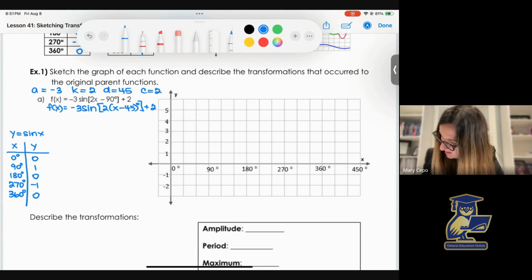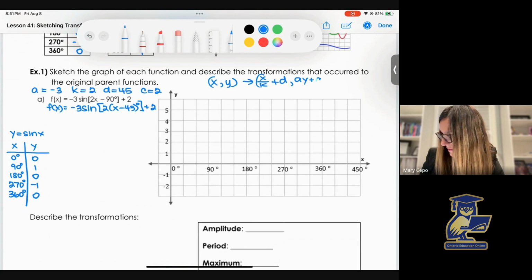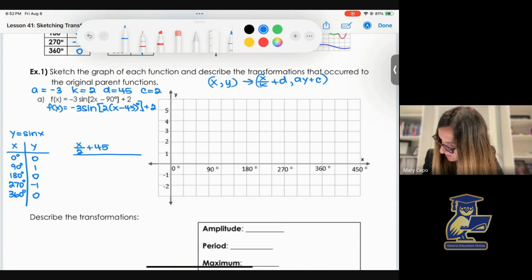So then, again, with the mapping rule, keeping in mind x, y, it's always x over k plus d, a times y plus c. Okay, so k was 2, so it's going to be x over 2 plus my d, which is 45. A is negative 3 times y plus c, which is plus 2.